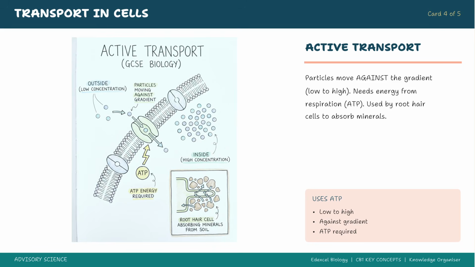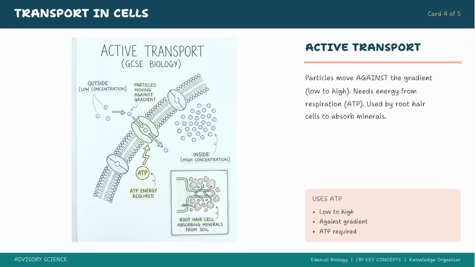Active transport moves particles against the concentration gradient, this time from a low to a high concentration. This takes energy. The clue is in the name, active. So it requires ATP from respiration. And remember, respiration happens in the mitochondria.